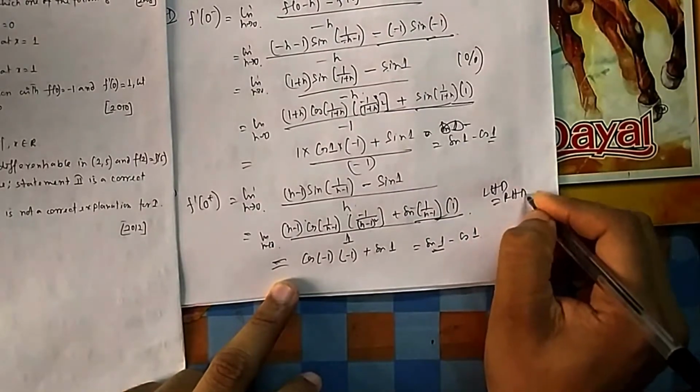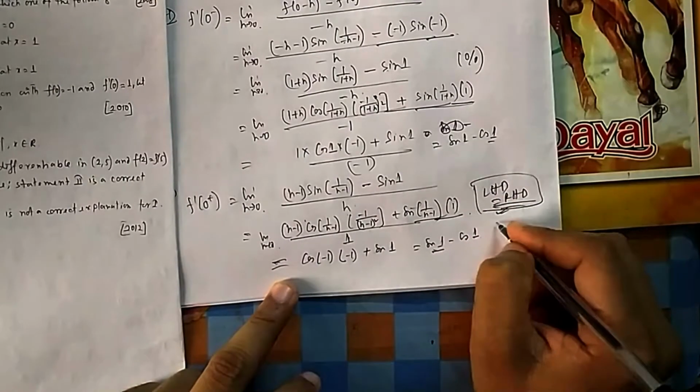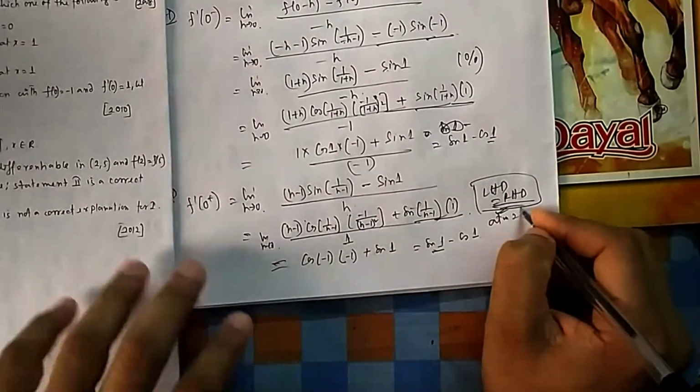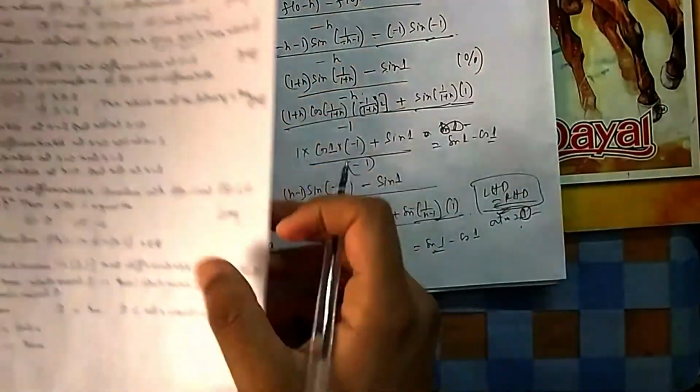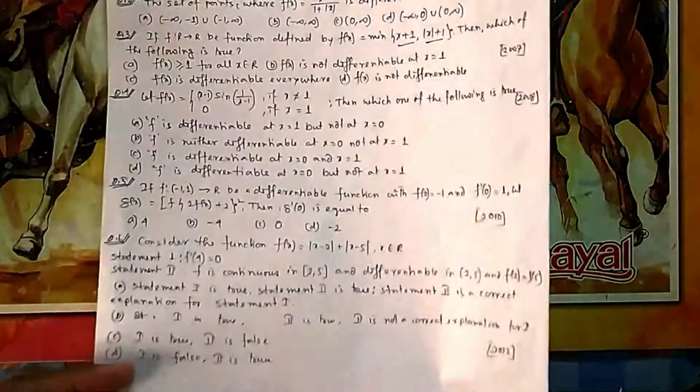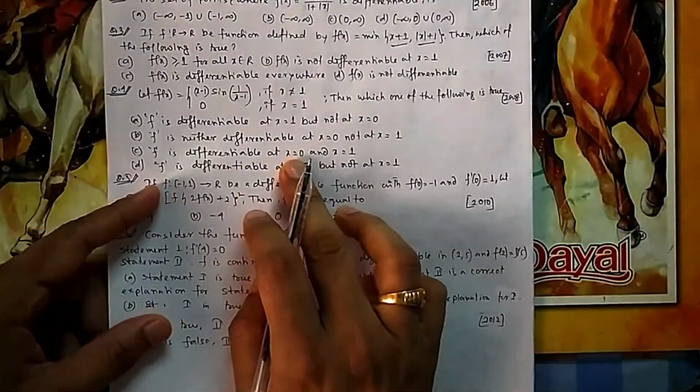Again I am saying, those who don't know differentiation, just wait for some time, we will be doing differentiation. So it is differentiable at x equal to 0, but not at x equal to 1. So which one will be your answer? That is option D. It is differentiable at x equal to 0, but not at x equal to 1. That is your option D.